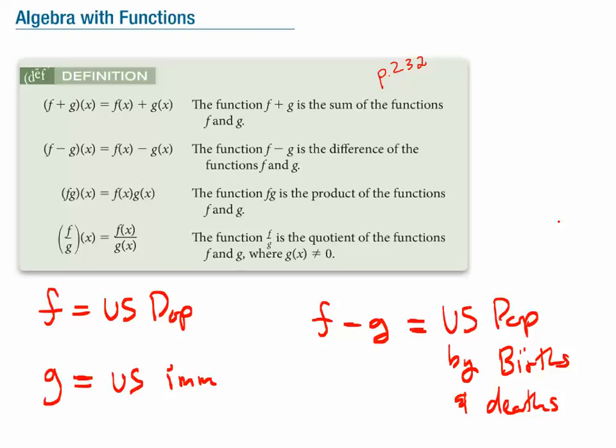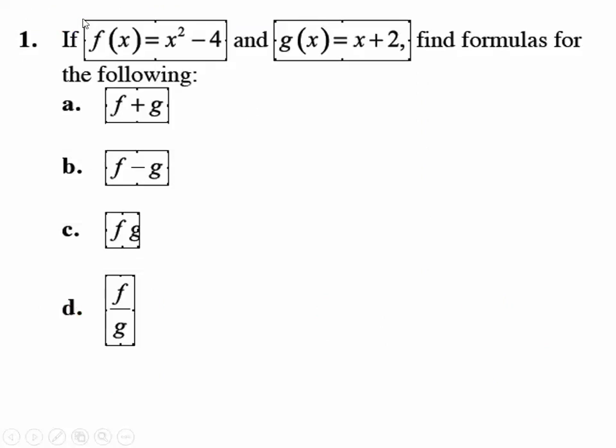Okay, so let's go for it. On the math problems, for some reason, the way they set them up, they have these little rectangles. I guess they were using a different program or something, but it looks kind of funny. So I just copied and pasted. So here's what we got. We got an f function called x squared minus 4. We got a g function called x plus 2.